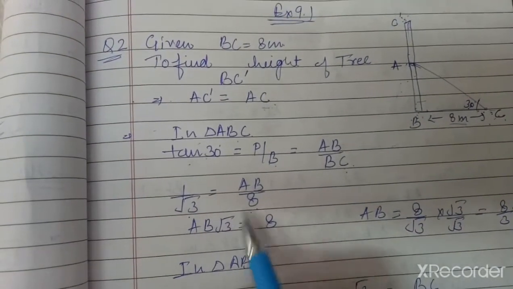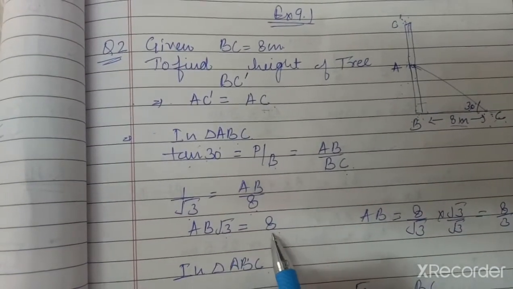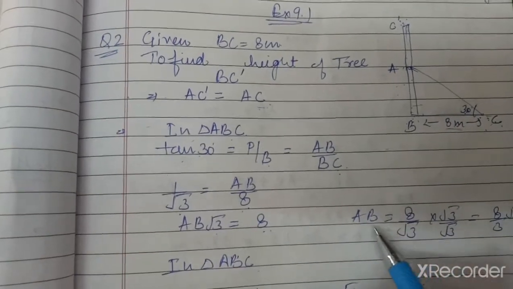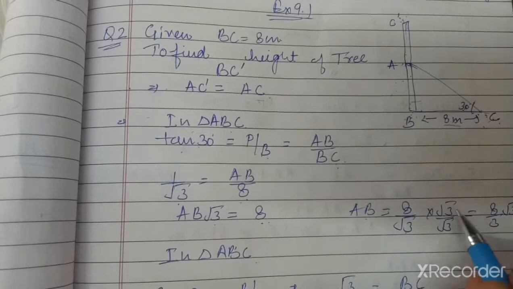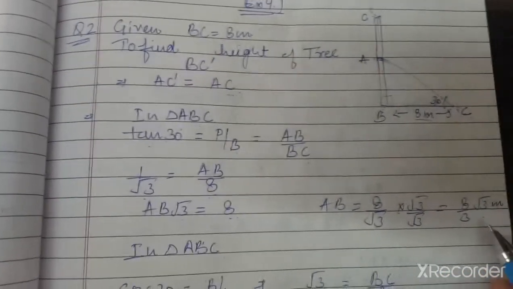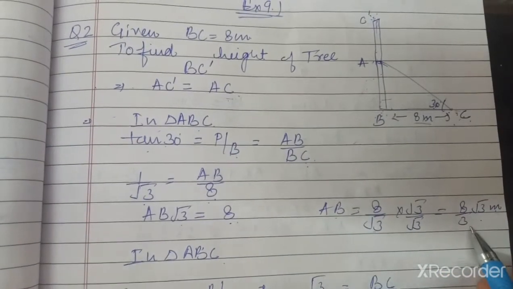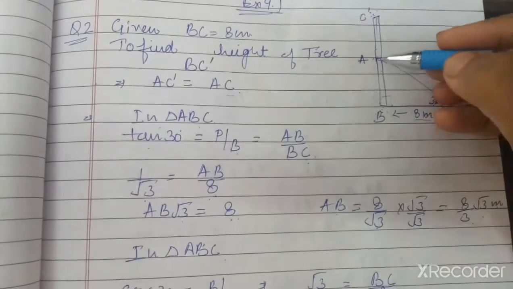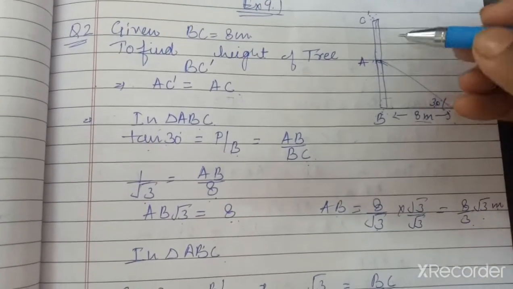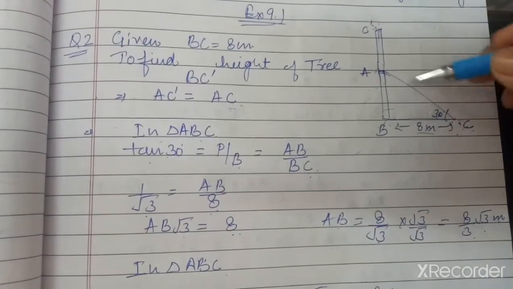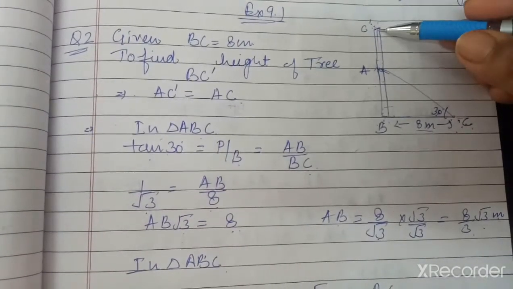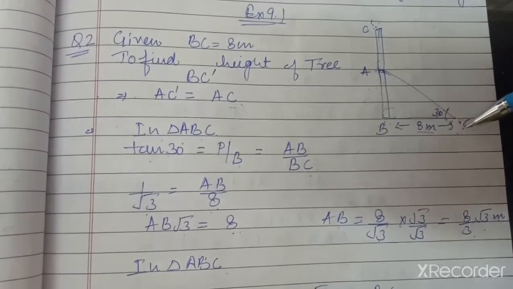Now after cross multiplying, AB root 3 will be equal to 8, and AB is equal to 8 by root 3. We have to rationalize it, and we get the answer 8 root 3 upon 3. This is the first thing we found, AB. Now as we know that AC dash and AC are both equal, if we find AC, that will be equal to AC dash. So let me find AC.